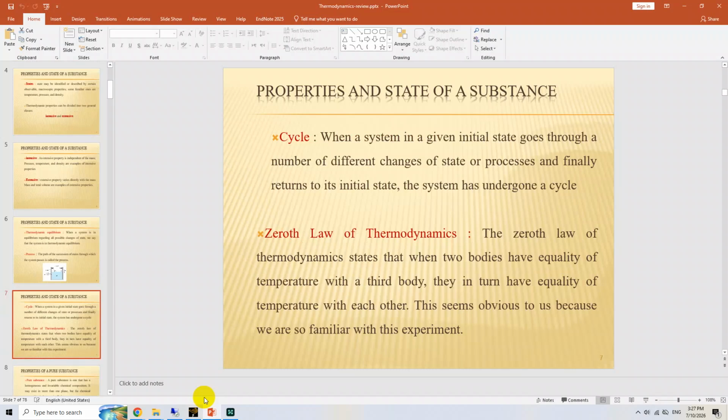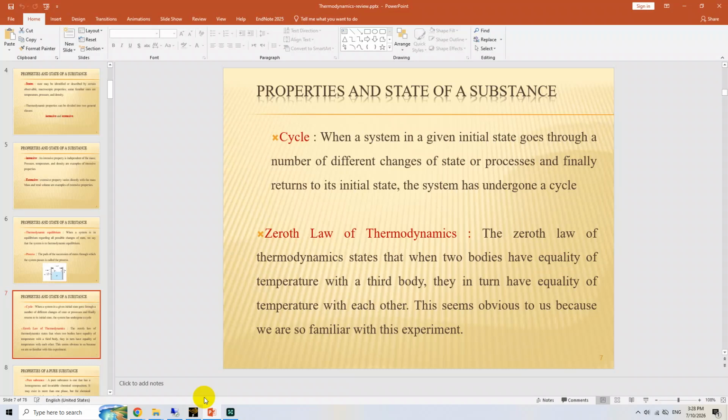The other definition is cycle. A cycle is a process in which, at the end of the process, we reach the initial state of the system. So a cycle is several processes one after each other, and at the end of the final process we reach the initial state of the system.